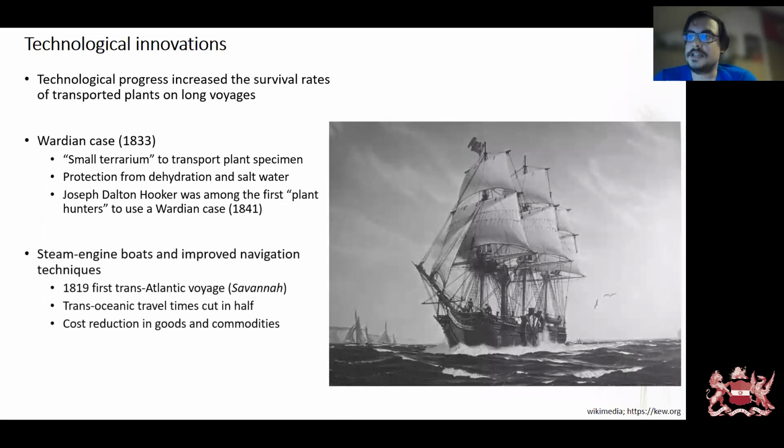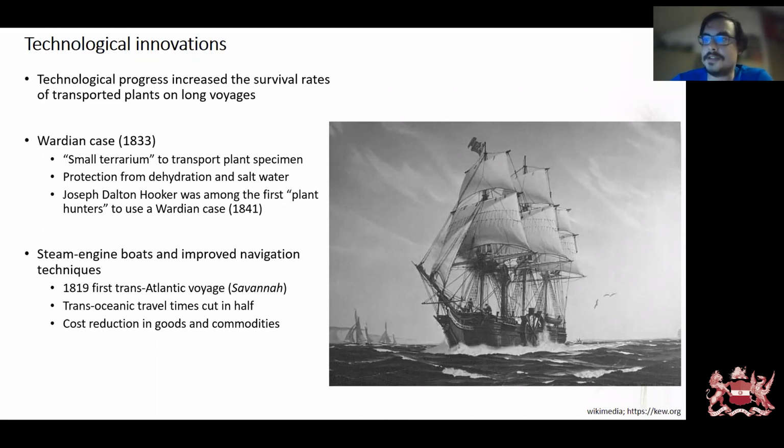Another technological innovation was, of course, the invention of steam engine boats and improved navigation techniques. 1820 or 1819 was the first transatlantic voyage by the Savannah. You can see the boat here. It was a hybrid ship with sails and steam engine.